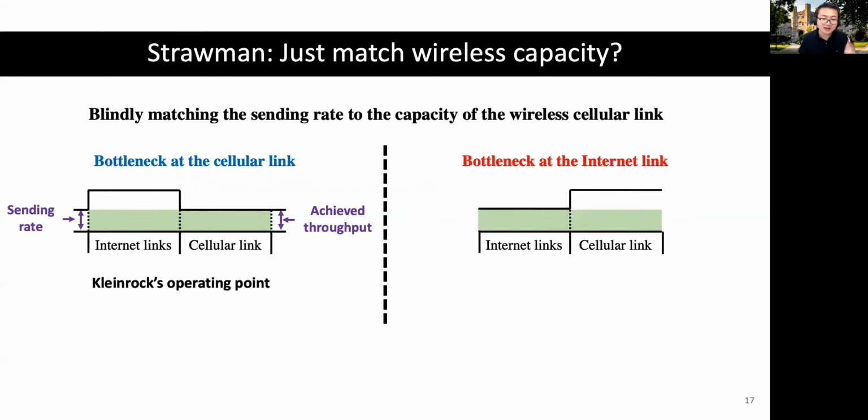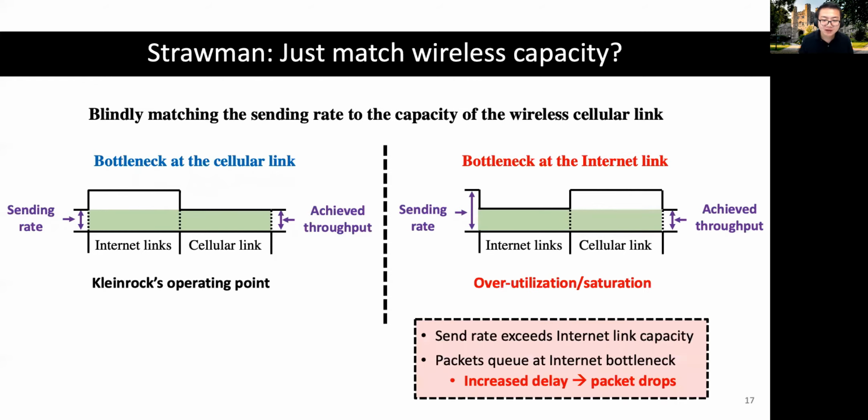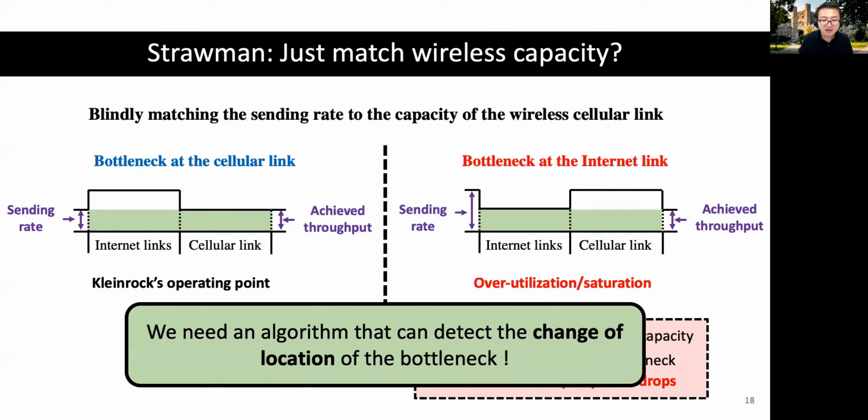But if the bottleneck is at the internet link, then the sending rate will be larger than the capacity of the bottleneck, and the achieved throughput will be smaller than the sending rate. Obviously, there are some packets buffered in the network. As a result, we will observe increased delay or even packet drops. So we really need an algorithm that can detect the switch of the bottleneck, and we should take different actions when the bottleneck is at a different location.